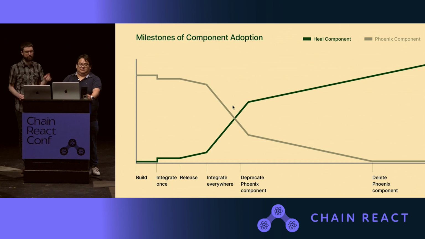But first I want to call out two different milestones that involved interacting with some really important stakeholders, which were product engineers. So first, this step of integrating a Heal component once. It sounds a little weird. I can tell you why we did it. This was our way of validating that what we built wouldn't crash and burn in Phoenix prior to opening the floodgates and letting anyone use it.